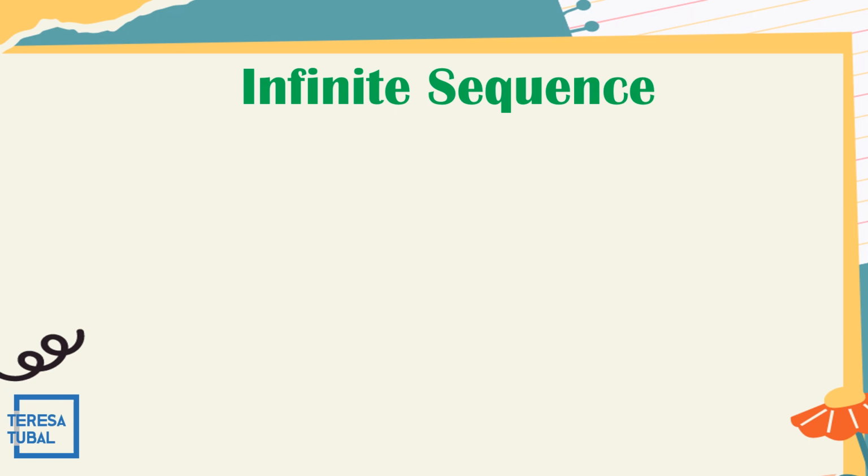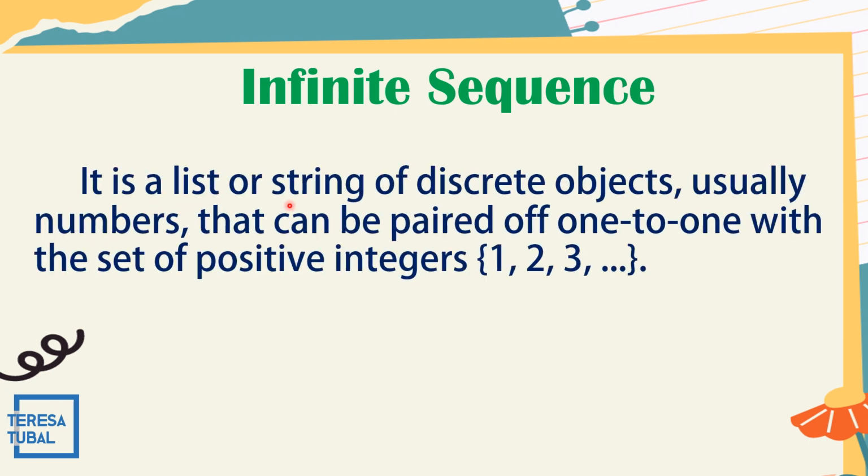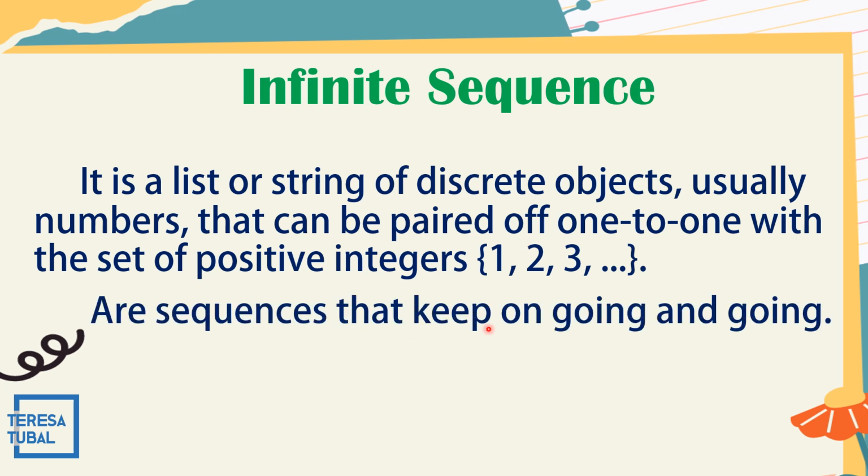Infinite sequence. An infinite sequence is a list or string of discrete objects, usually numbers, that can be paired off one to one with the set of positive integers 1, 2, 3, and then the three dots, that is the ellipsis. So we have the first term but no last term, or infinite. Or it can also be that we have the last term but no first term. So an infinite sequence is a sequence that keeps on going and going. The going and going can be on the right side or on the left side.